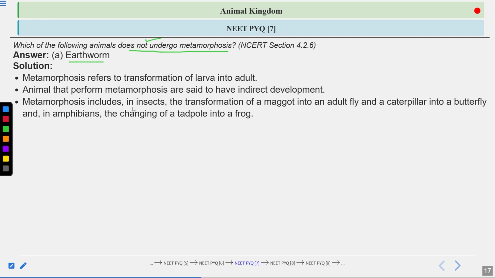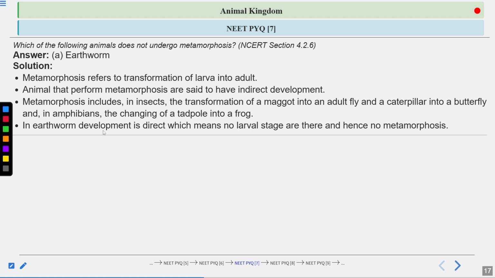So metamorphosis includes, in insects, the transformation of maggot into adult fly and caterpillar into butterfly, and in amphibians, the change of the tadpole into the frog. These are some examples of metamorphosis. In earthworm, development is direct. It means we see no larval stage in the case of earthworm, and hence no metamorphosis, right? Okay, let's move to our next question.